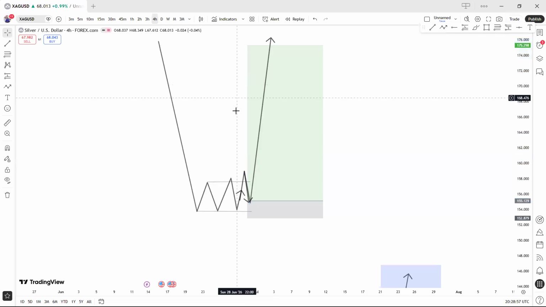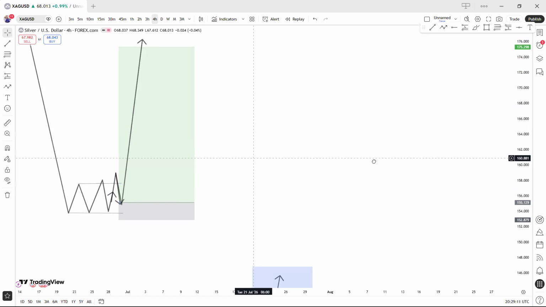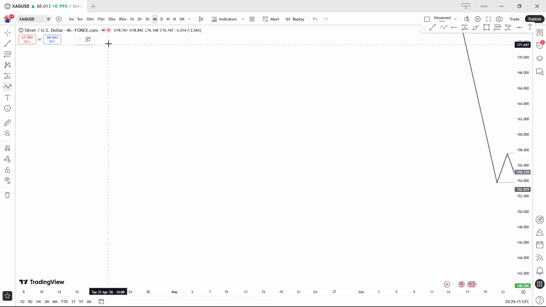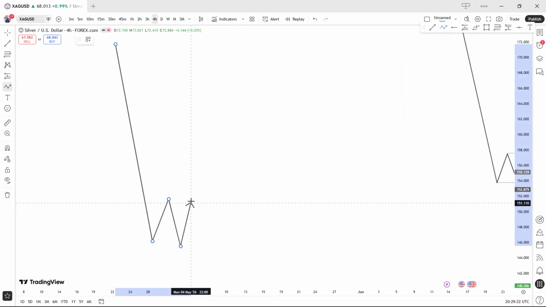But for you not to enter blindly, you need to know the direction. And for you to know the direction, you need to know which of them it is respecting more. Is it respecting resistance more, or is it respecting support more? Let's say now, for instance, there's another case scenario. Let's say you see something like this. The market just sells, boom, and then it starts respecting resistance more. It's taking out support, it's respecting resistance.